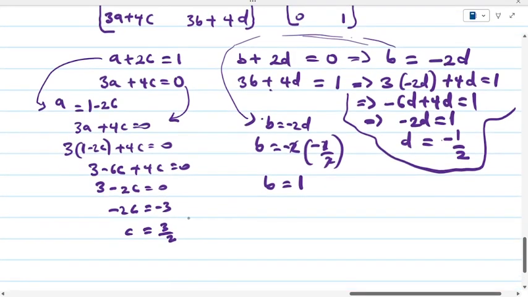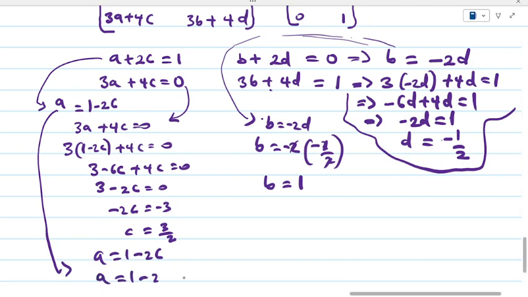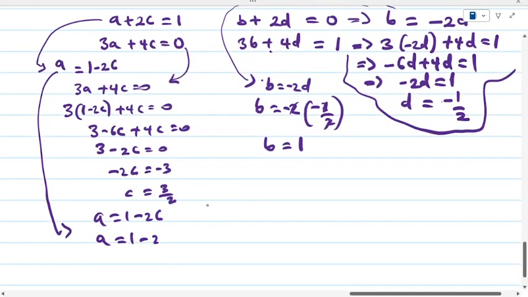So I can now substitute the value of c here. I'm going to have a equals 1 minus 2c, which is 1 minus 2 into bracket 3 over 2.